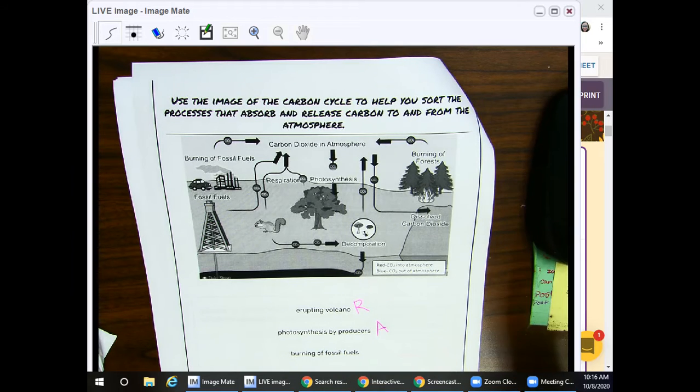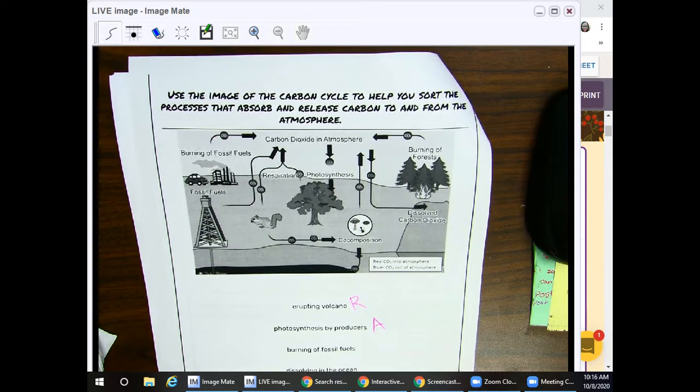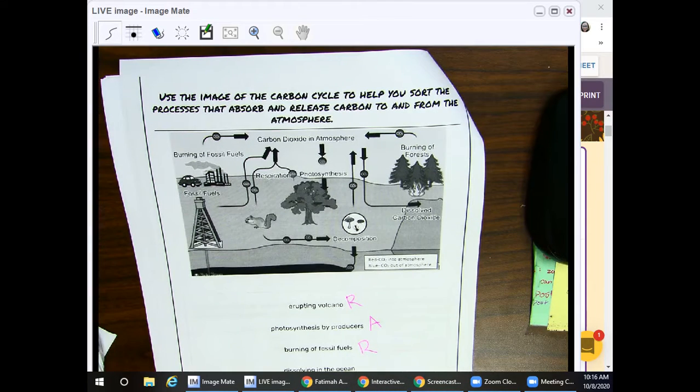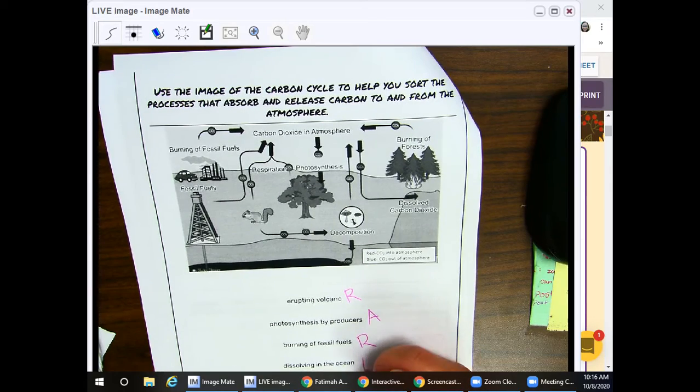Oh, just kidding. Yeah, no, that one's right. Burning fossil fuels is going to release carbon into the air. Dissolving in the ocean, that's going to absorb carbon.